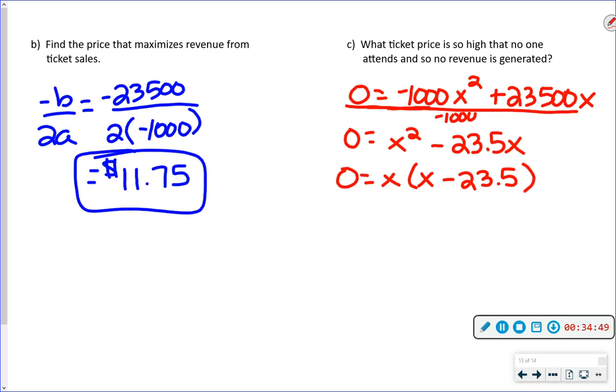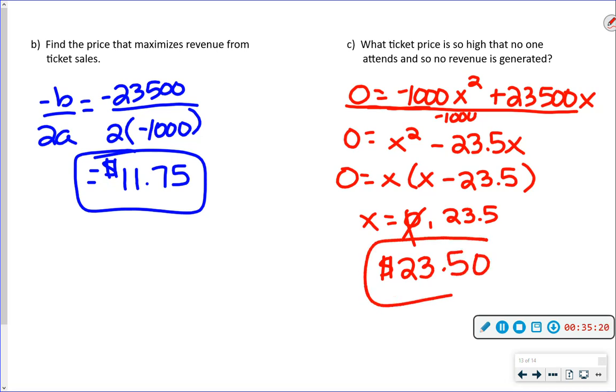What are your, get ready for this, 2 potential answers for x? Yeah. And notice I very dramatically said potential, because which one does not make sense for this problem? The 0, because they're asking you what ticket price is so high that nobody attends. You're not going to have a ticket price of 0. Okay, so we're going to put $23.50, put a little dollar sign, as our final ticket price.